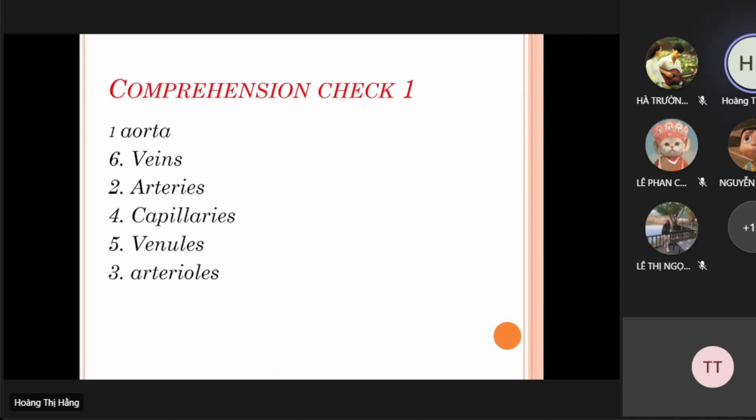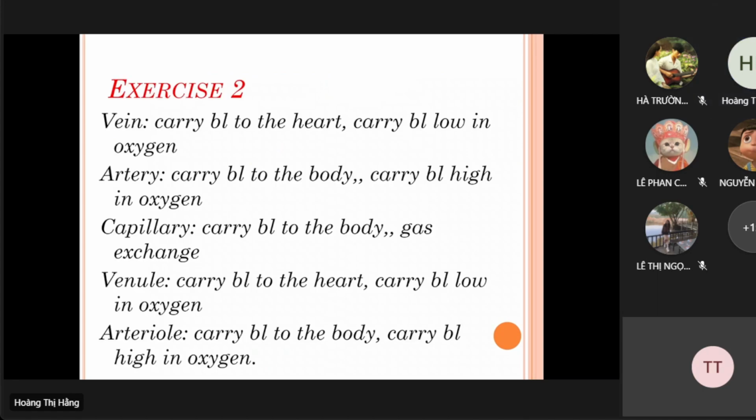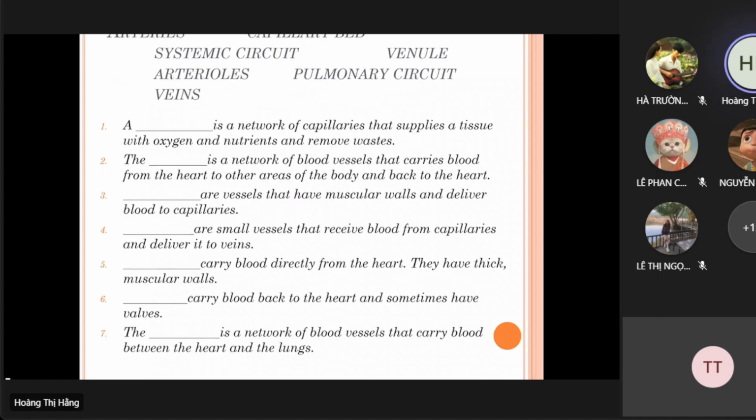Cô hy vọng là lớp sẽ hiểu hết bài. Rồi bài kế tiếp thì khá là dễ. Các bạn nhìn là veins sẽ carry blood to the heart, đúng không? And veins carry blood low in oxygen. Arteries carry blood to the body and carry blood high in oxygen. No, not high in oxygen. Pulmonary artery đâu có đâu, đúng không? Capillary gas exchange. Venule from capillary to veins.